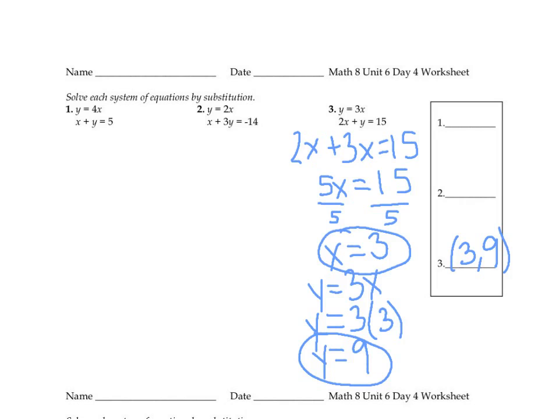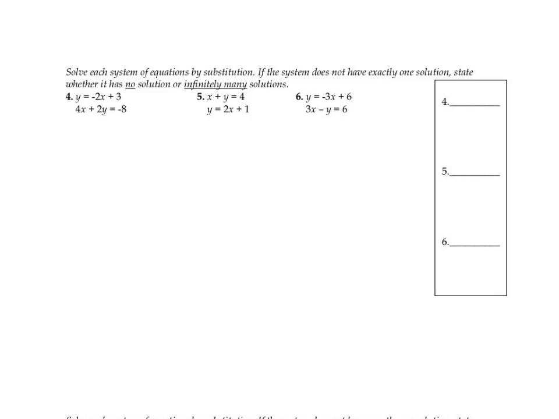Alright, so now we could flip over to the back page and do number 6. These directions tell us to solve each system of equations by substitution. If the system does not have exactly one solution, state whether it has no solution or infinitely many solutions. So what we're going to want to do is look at our two equations. It gives us y equals negative 3x plus 6, and it gives us 3x minus 4y equals 6.